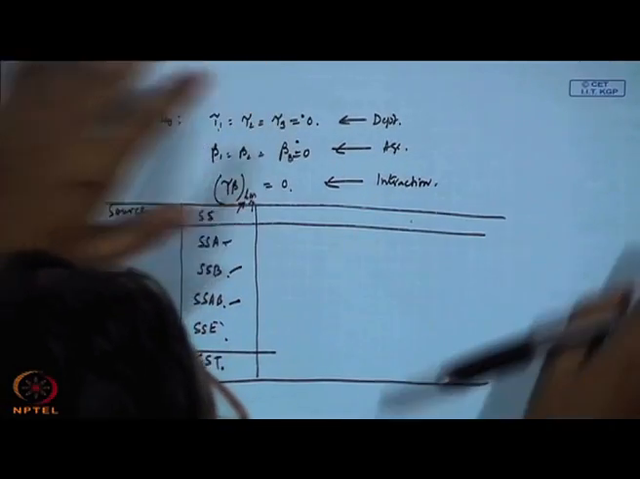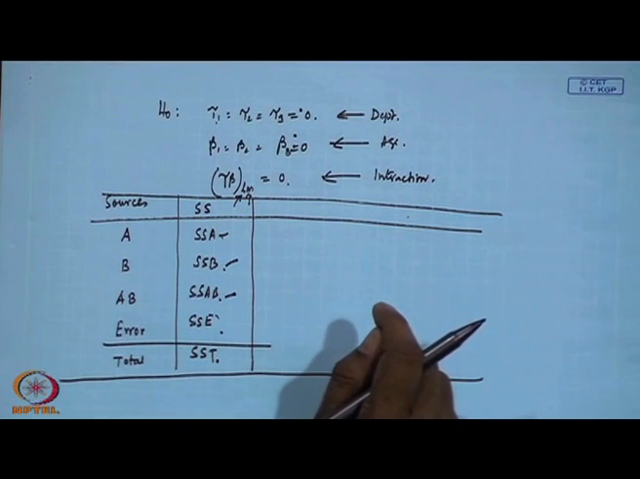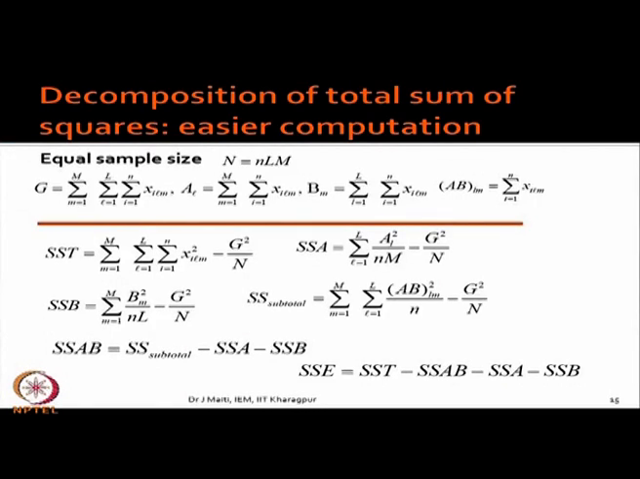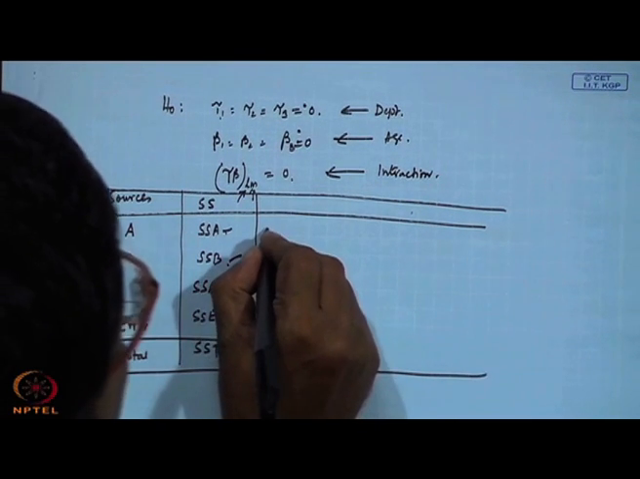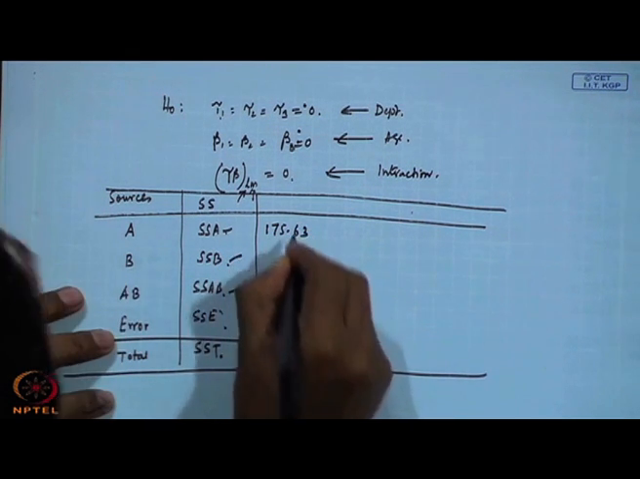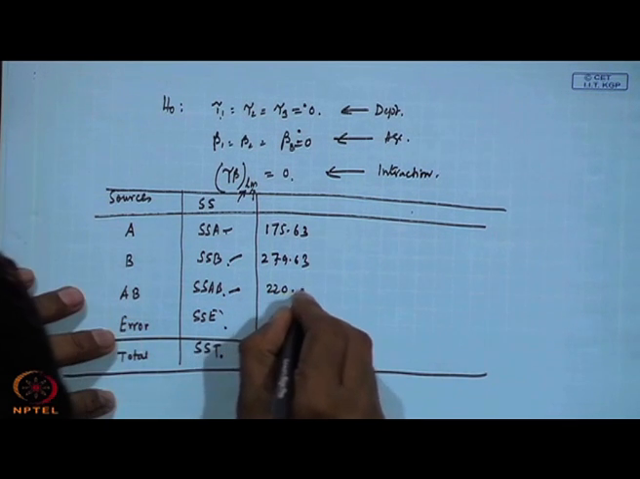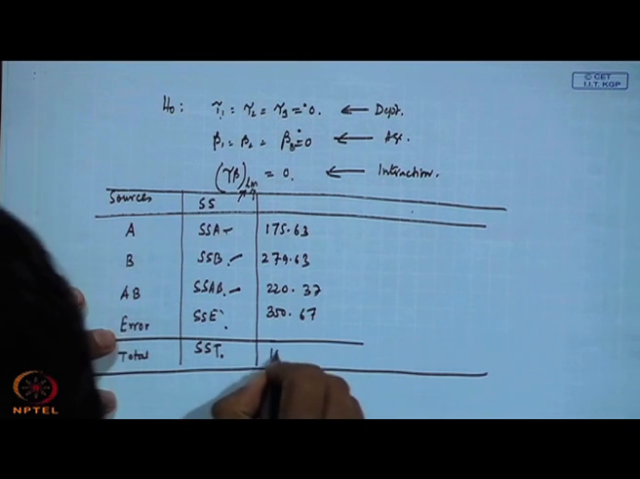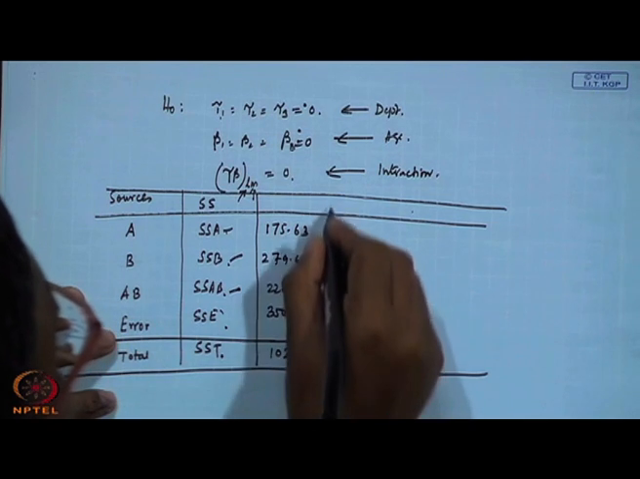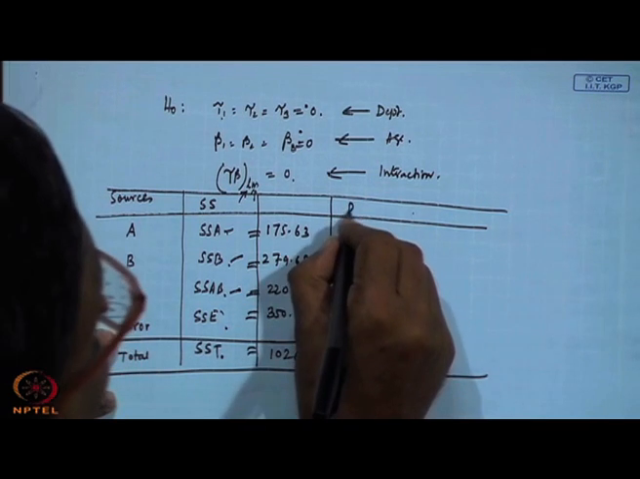So, this is the calculation part, the decomposition of the total sum of squares into individual sums of squares. Those individual ones are the sources. And we have computed this. Based on the computation, you got values like this: SSA equal to 175.63, SSB 279.63, SSAB 220.37, SSE 350.67 and SST 1026.30. These are the SS values. Now, what will be your degrees of freedom here?